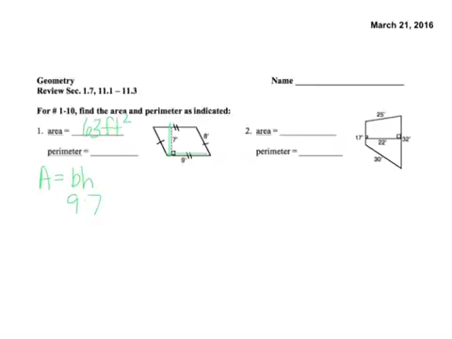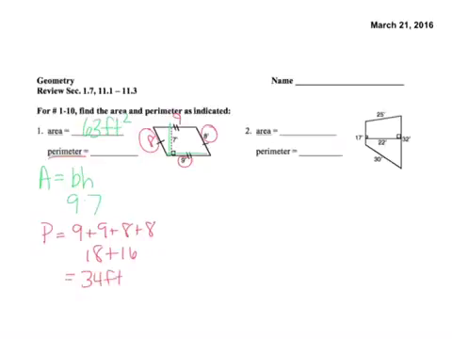I'm looking at perimeter here. Perimeter is adding all the outsides, so we have 9 and 9, 8 and 8. So I have 9 plus 9 plus 8 plus 8, which equals 18 plus 16. And so the perimeter is 34 feet. And when I add, I do not square my unit. So it's 34 feet.